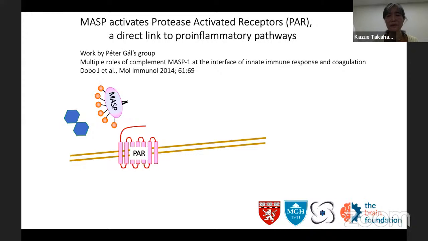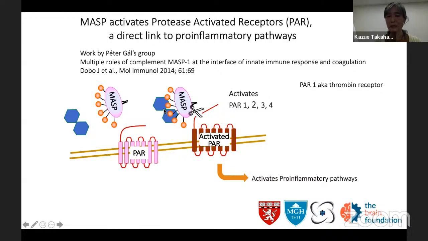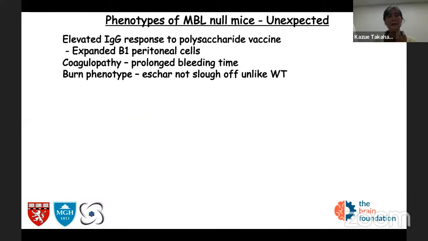So MASP is directly linked to the pro-inflammatory pathway. Here is the Mbl target, the Mbl MASP complex, and PAR, protease activated receptor. There are 4 of them nowadays. What happens is that when this complex binds to the Mbl target, MASP can activate PAR, seems to like PAR2. By the way, PAR1 was also known as the thrombin receptor. And this PAR activation is directly linked to the pro-inflammatory cytokine signaling pathway. So this is a link between Mbl being an acute phase protein and inflammation at the molecular level.